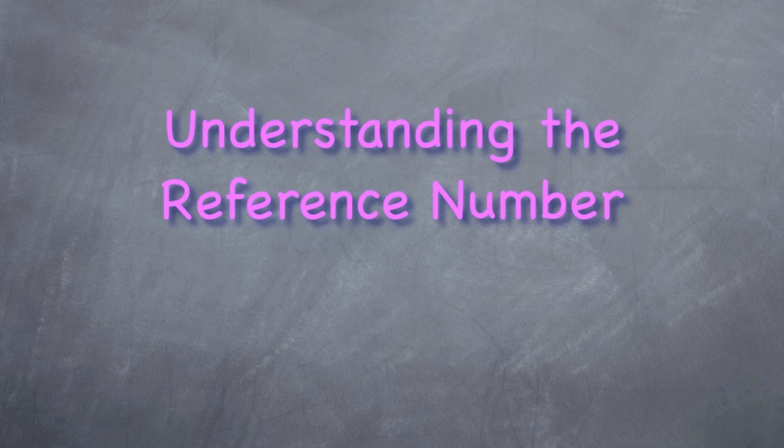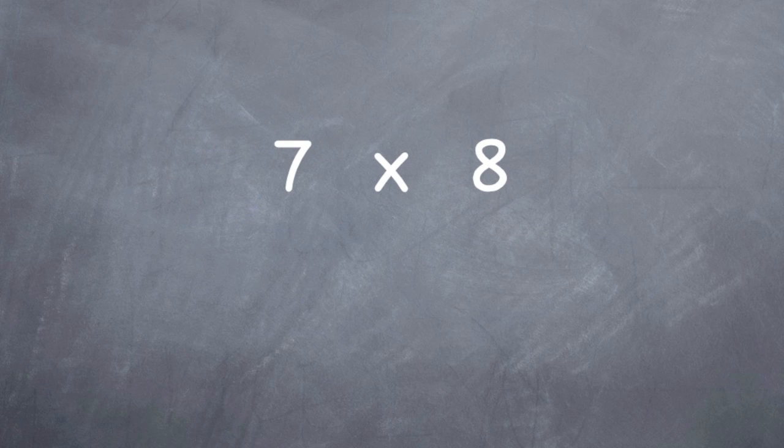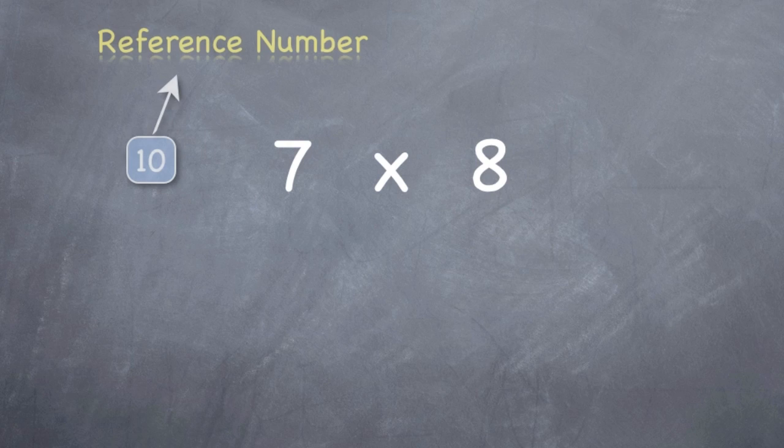So we will be going through how we use the reference number to find out how many digits there are in the final answer. Using the previous example, 7 times 8, we use 10 as a reference number. That's because 10 is the closest reference number we have for 7 and 8.